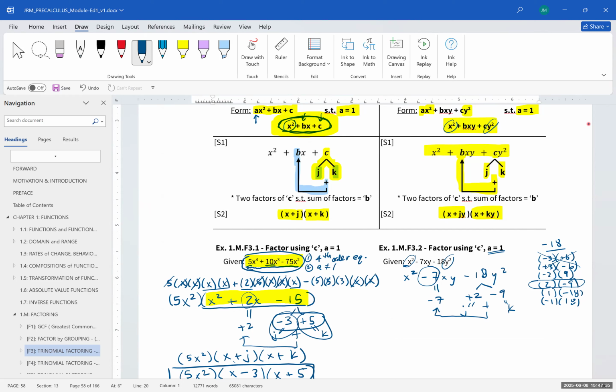So this expression can be written in this form, x plus jy times x plus ky. And let's see here, j is positive 2, and k is negative 9. So this positive here is going to turn into a negative, like that. All right, so this is the factored form of this original trinomial.